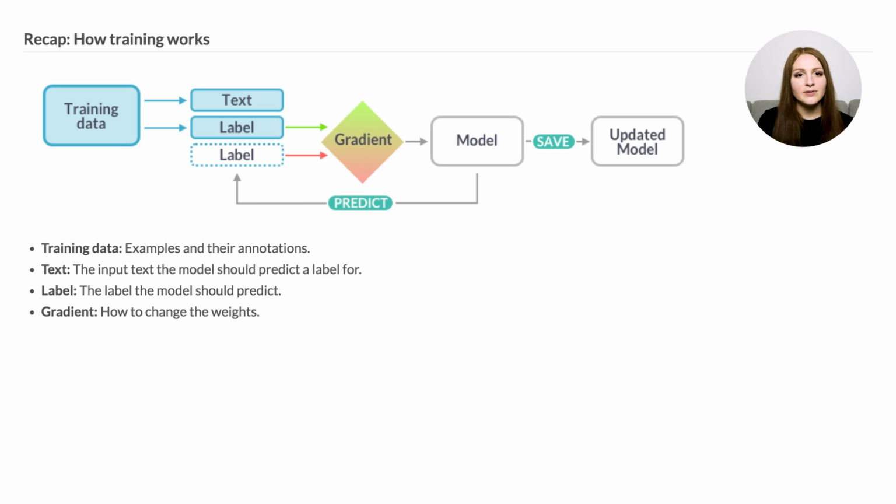To recap, the training data are the examples we want to update the model with. The text should be a sentence, paragraph, or longer document. For the best results, it should be similar to what the model will see at runtime. The label is what we want the model to predict. This can be a text category or an entity span and its type. The gradient is how we should change the model to reduce the current error. It's computed when we compare the predicted label to the true label.